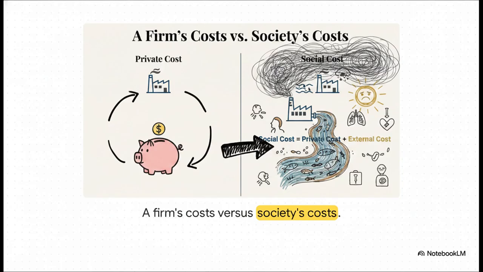External costs, say an oil refinery dumping waste into a river or a factory pumping out smog, are forcefully added to the private cost. The firm might not pay for that pollution on their own balance sheet, but society absolutely pays for it in health issues and cleanup. So private cost plus external cost equals your true social cost.